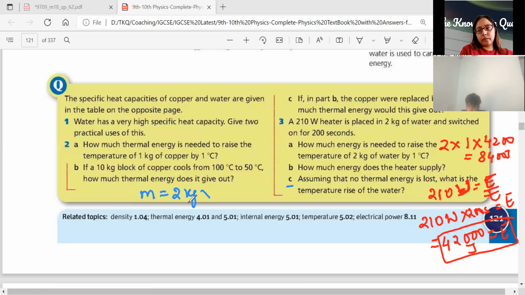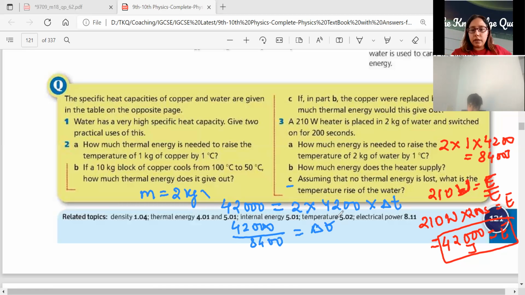We have thermal capacity or energy. So we have E, right? So E, that is, 42,000 should be equal to 2 multiplied by 4200 multiplied by delta T. So we take both of those to that side. So 42,000 upon 2 into 4200. So that is 2 into 4200 would be 8400, and 42,000 upon 8400 is equal to delta T.